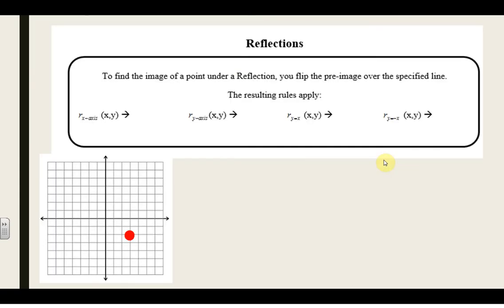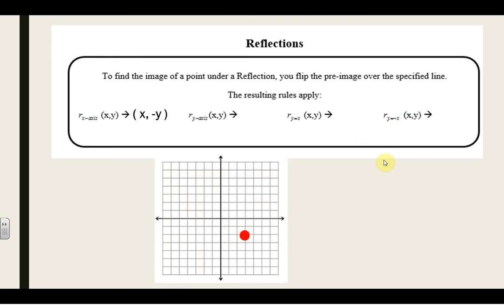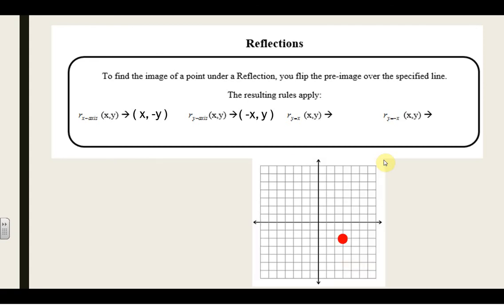Reflections. To find the image of a reflection, you just flip it. You guys know how to do this. You just count. So if I'm under the x-axis, I'm going to go above the x-axis. So what's actually changing is my y value. My y value becomes negative or positive depending on what it was. If I reflect over the y-axis, I'm flipping that way. So my x value is actually changing. Okay, these two you should remember.